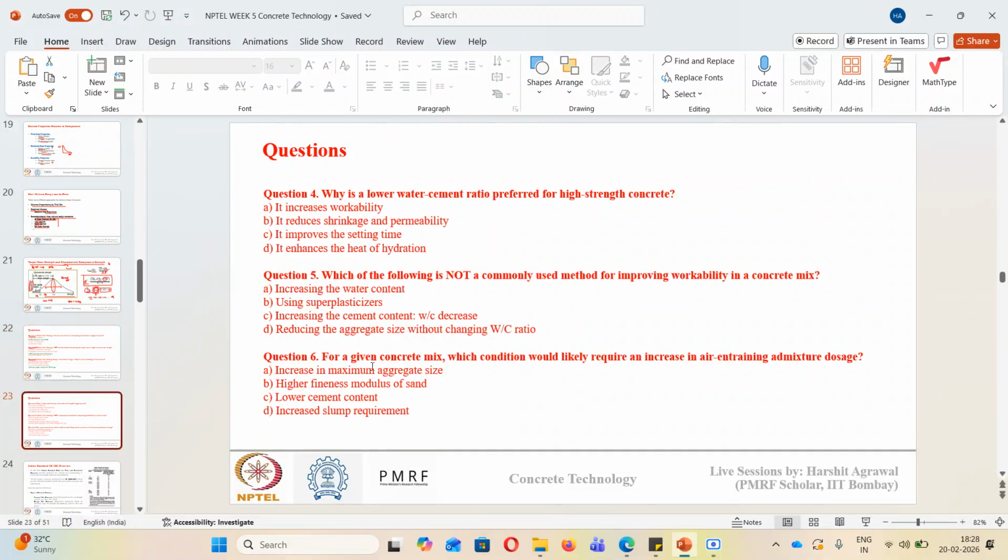Now try to answer these three more questions related to mixture design basics. Question number 4. Why is lower W by C ratio preferred for high strength concrete? So we have seen W by C ratio and strength have an inverse relationship. Why is there an inverse relationship? And why we prefer lower W by C ratio for high strength concrete?